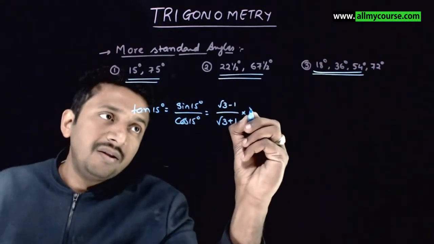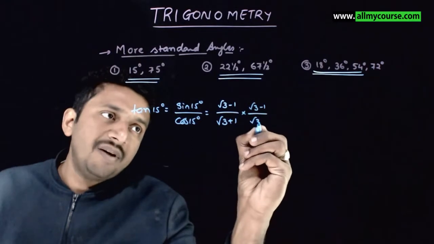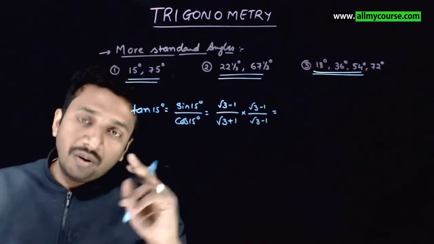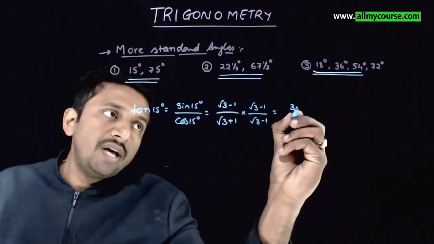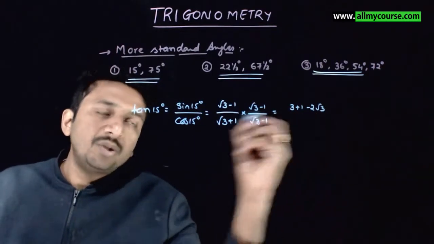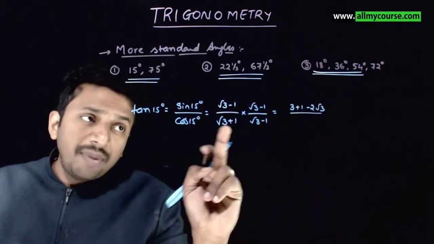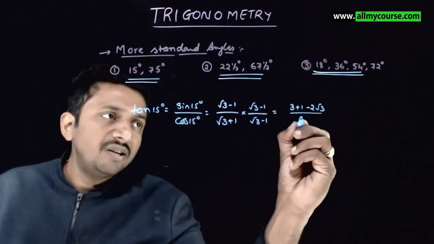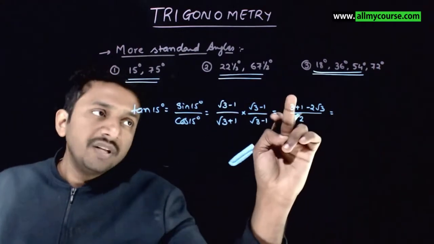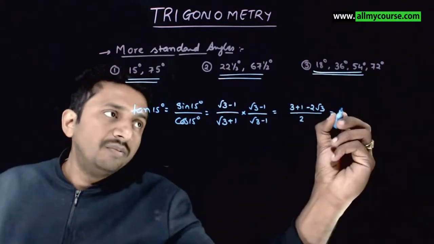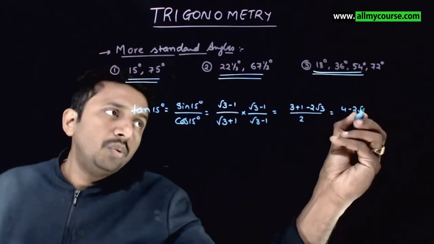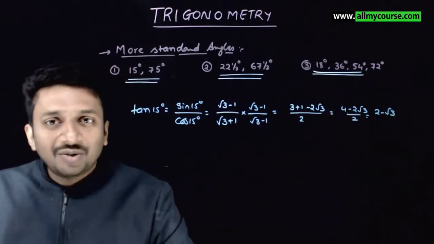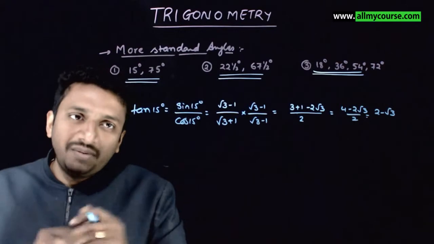I'll multiply and divide with root 3 minus 1. So this becomes (root 3 minus 1) whole square in the numerator. That is a square plus b square minus 2ab, divided by (a plus b) into (a minus b). Root 3 plus 1 into root 3 minus 1 is 3 minus 1, which is 2. So that is equal to (4 minus 2 root 3) by 2. If you take 2 as common, you get 2 minus root 3. So tan 15 degrees is 2 minus root 3.